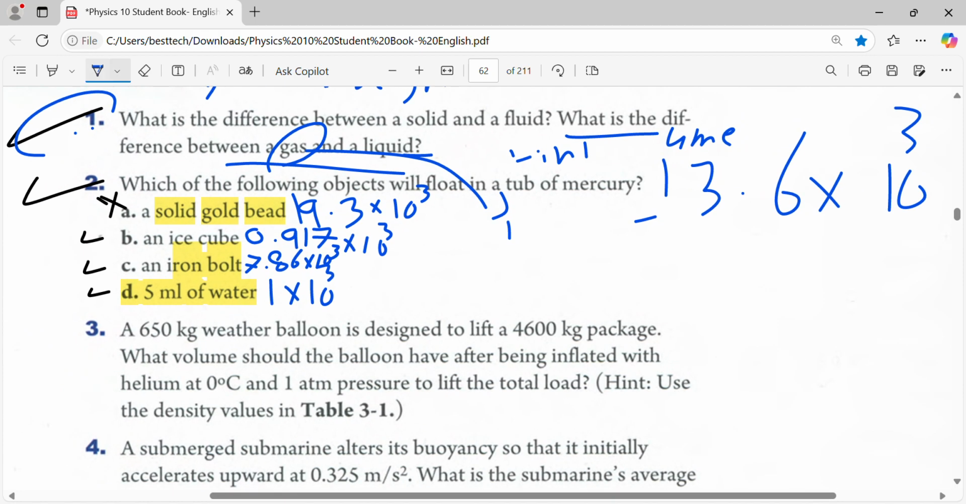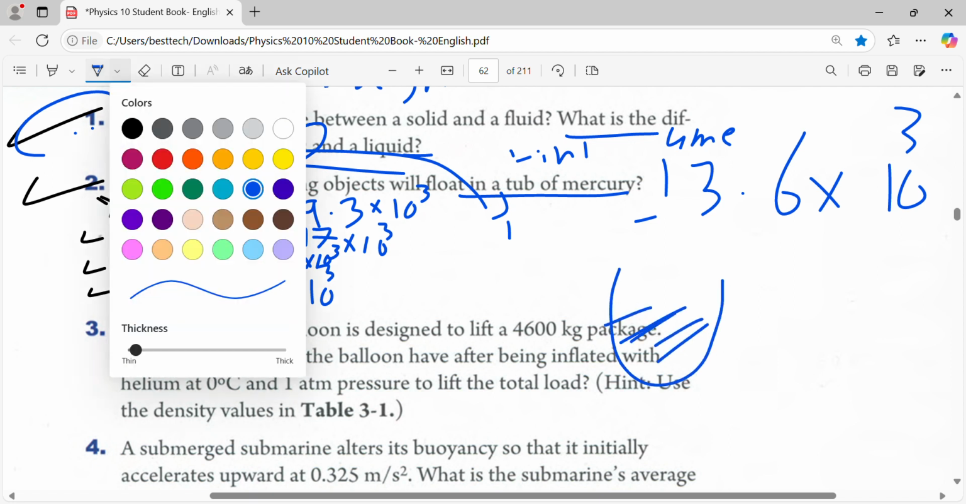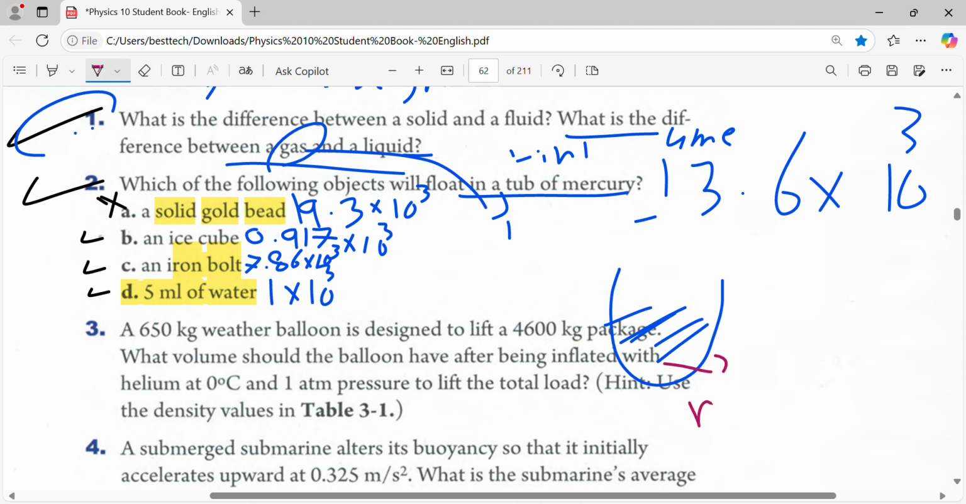Question 2. Students, you have this example. It says, which of the following objects, you have 4 objects, A, B, C, D, can float in a tube of mercury? So you have a container filled with liquid mercury, and over the surface of the mercury, which of the objects can stay on the surface? Students, as we solved in the previous lesson, it depends on the density.